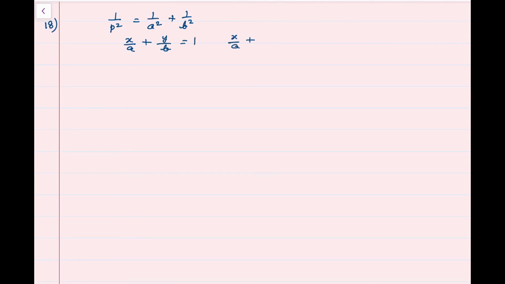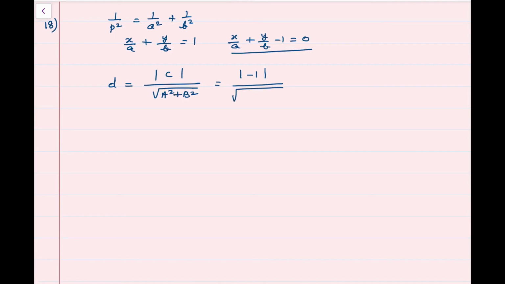X by A plus y by B minus 1 equal to 0. And let us find the distance of this line from the origin. The formula is absolute value of C divided by root of A square plus B square, which is equal to, in this equation the constant term is minus 1. We can change the equation to general form and use it, or we can keep it in this form, divided by root of A is the coefficient of x, which is 1 by A, the whole square. Coefficient of y is 1 by B, so we get 1 by B the whole square.